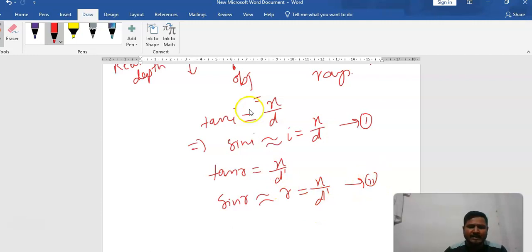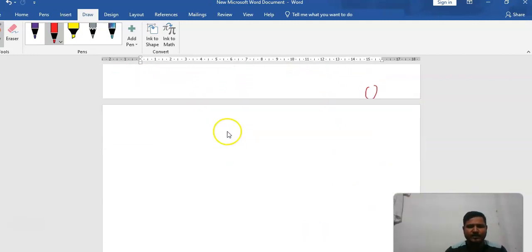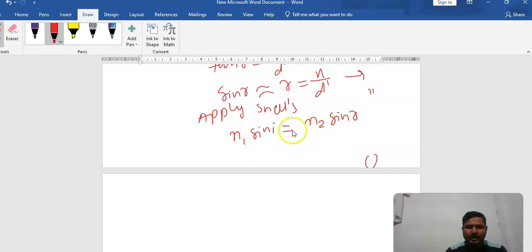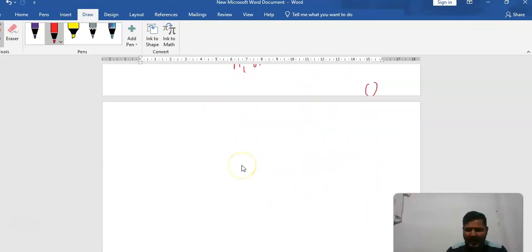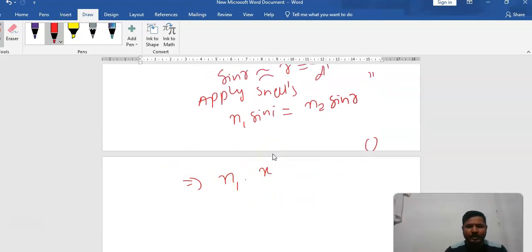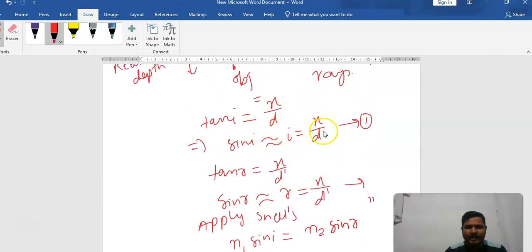Now we will apply Snell's law. What is Snell's law? It is just n1 sin i equal to n2 sin r. Now put the value of sin i and sin r from the above equations. So after solving this, we get n1 into x by d. What is sin i? Sin i is x by d.